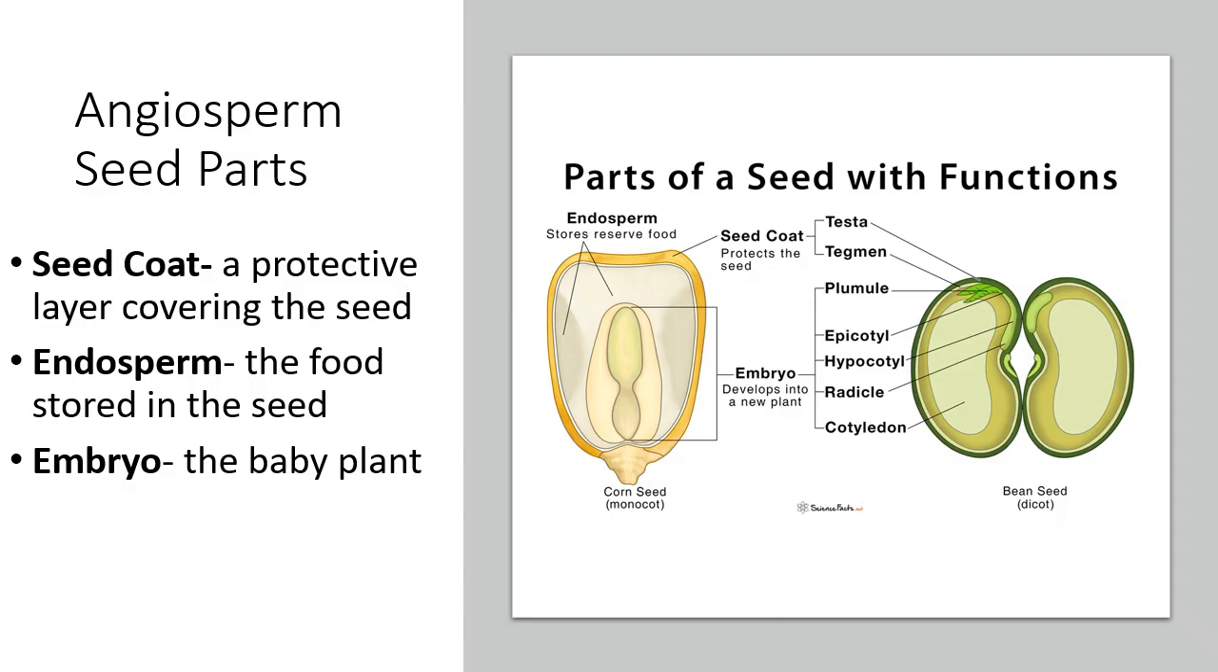The seeds of angiosperms possess a seed coat, which is a protective layer covering the seed, endosperm, which is the food stored in the seed, and the embryo, which is the baby plant. In these two diagrams, we can see a corn seed, which is a monocot, and bean seeds, which are an example of a dicot seed. Monocots and dicots are two of the main groups of angiosperms, and their seeds differ in some significant ways that we will discuss as we move forward.